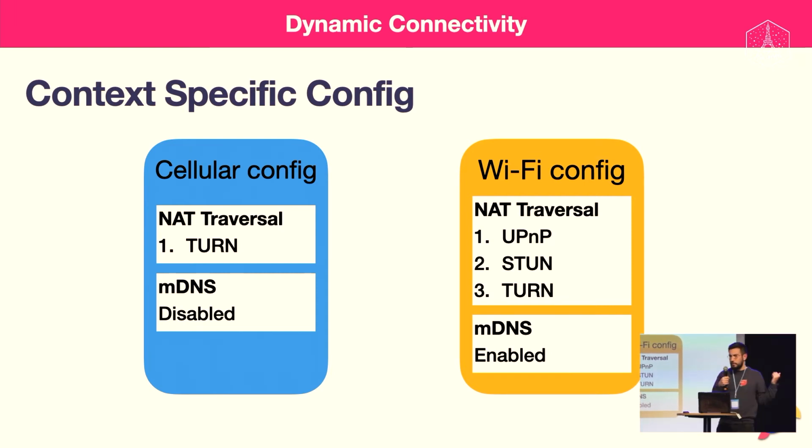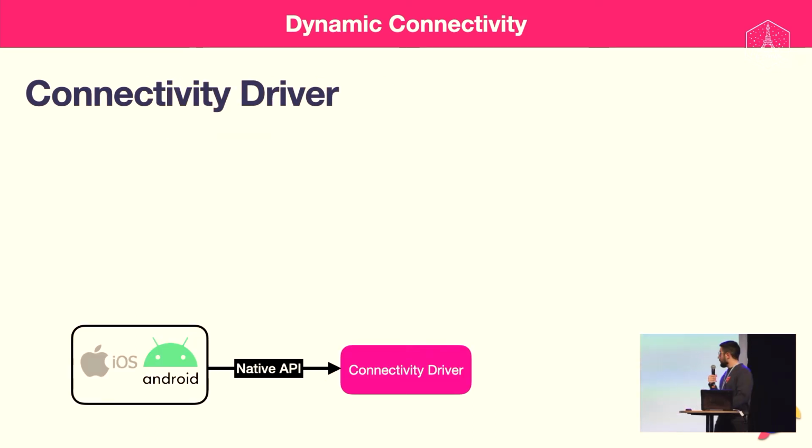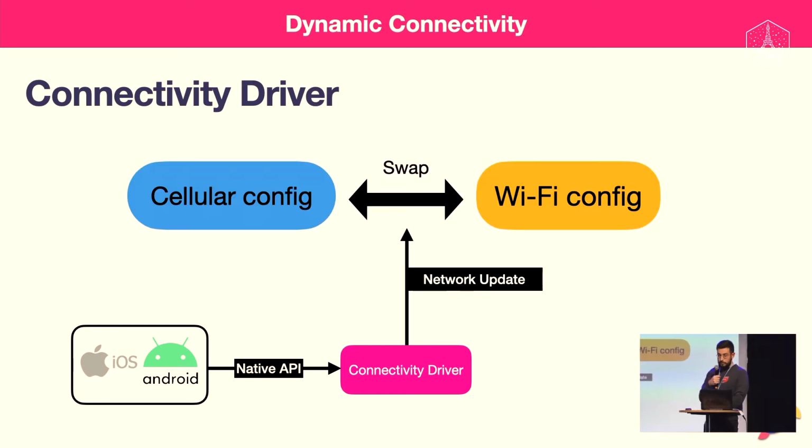mDNS, like I said in another talk, is multicast DNS, and is just to find other peers on a local network. Even if you don't have internet, this allows us to find other peers on the local network. So to do that, we have a connectivity driver that is directly bound with a native API of iOS and Android. This connectivity driver simply sends a network update. So we catch this network update and simply change the configuration of our libp2p host or IPFS node. And that's it. That allows us to switch between those two configurations.